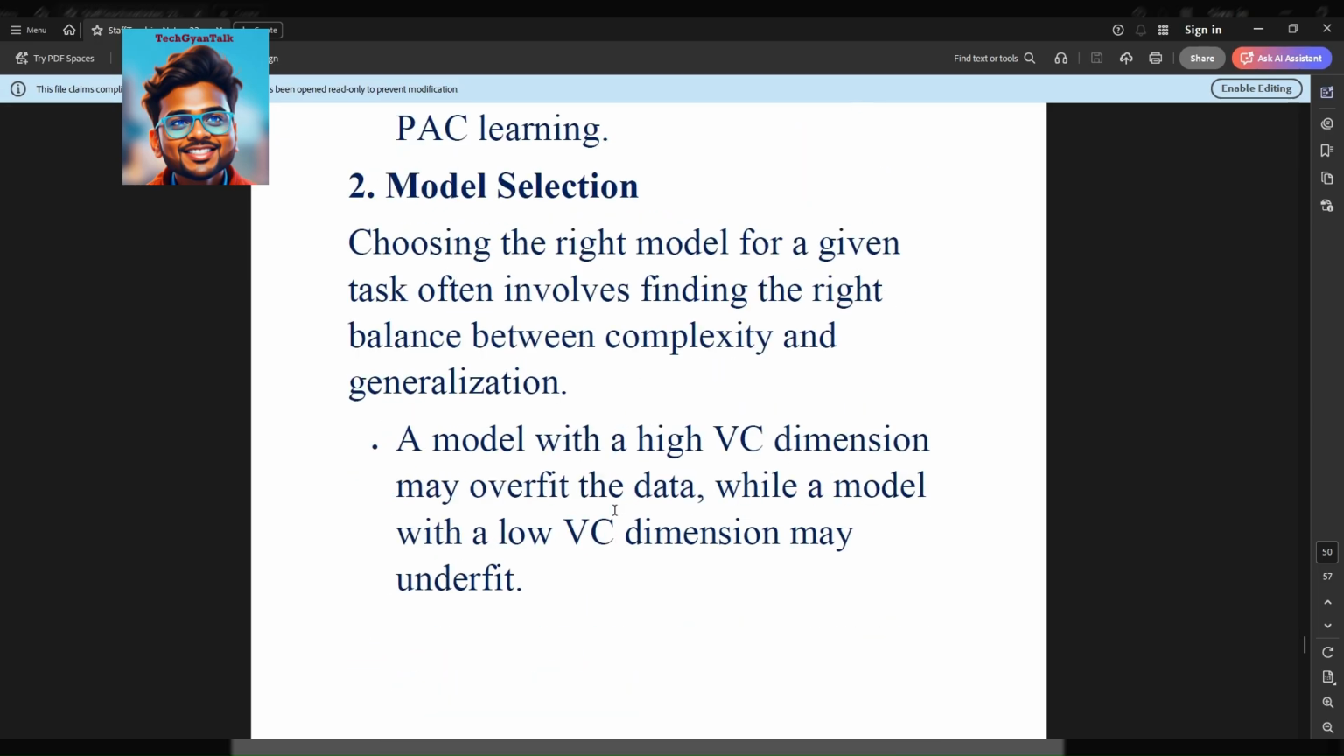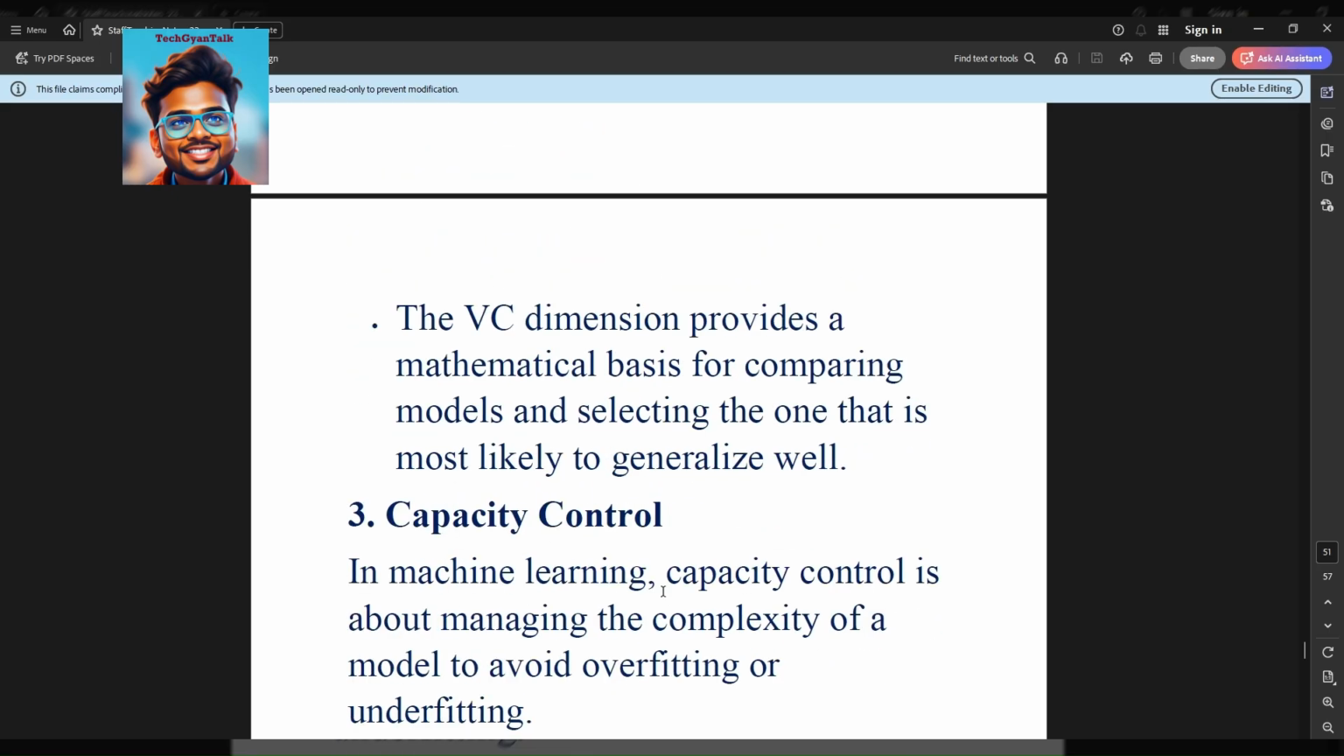Model selection: choosing the right model for a given task often involves finding the right balance between complexity and generalization. A model with a high VC dimension may overfit the data, while a model with a low VC dimension may underfit. The VC dimension provides a mathematical basis for comparing models and selecting the one that is most likely to generalize well.